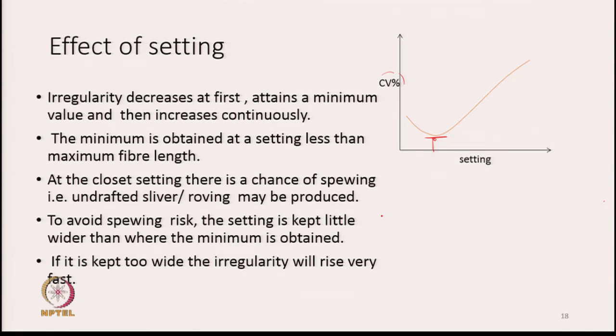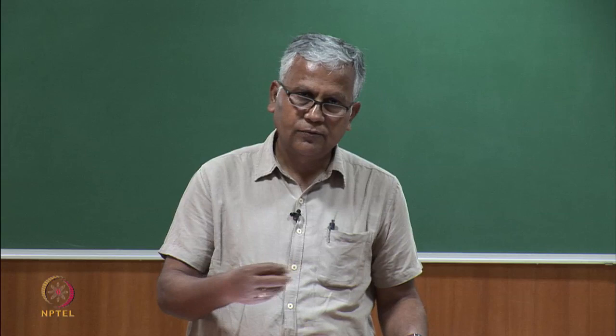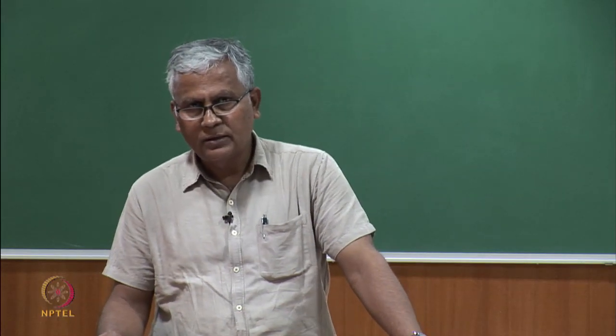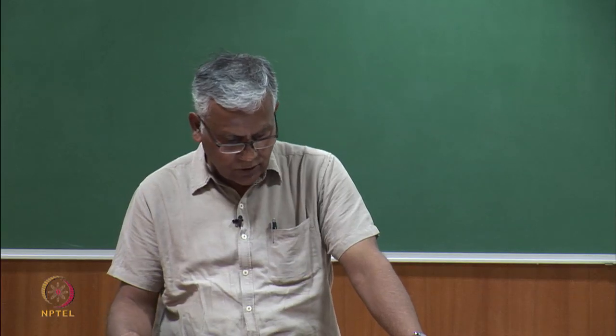So, to avoid spewing, what do we do? We keep a setting which is somewhere here. We move from minimum to slightly on the higher side, so as to avoid spewing, because unknowingly spewing will be there, we will not always be able to see it, and therefore undrafted material will move forward and that will give me yarn fault.